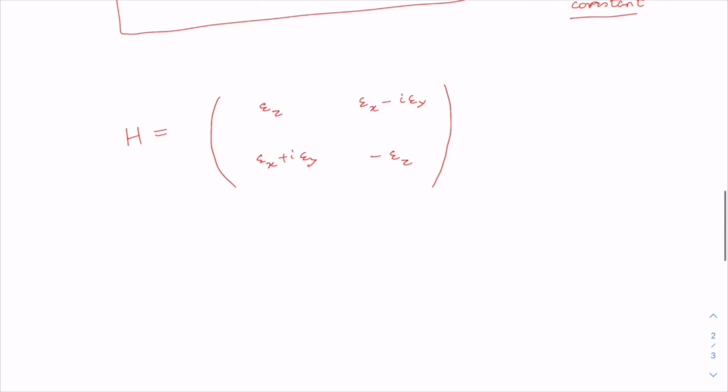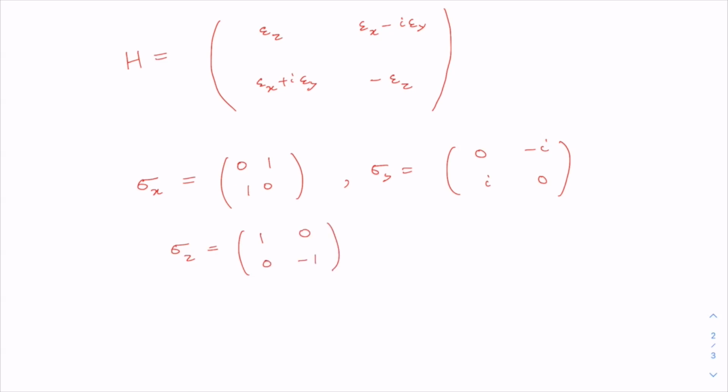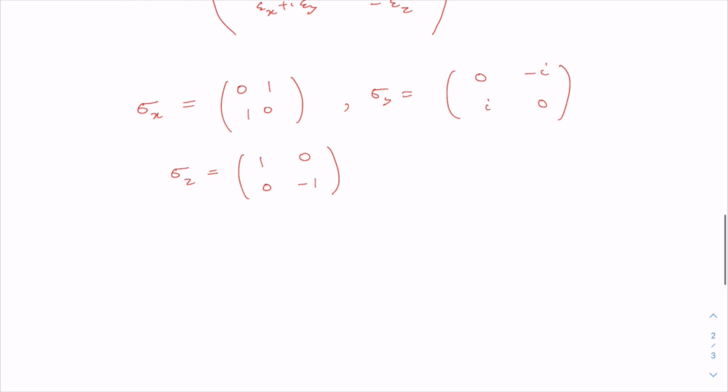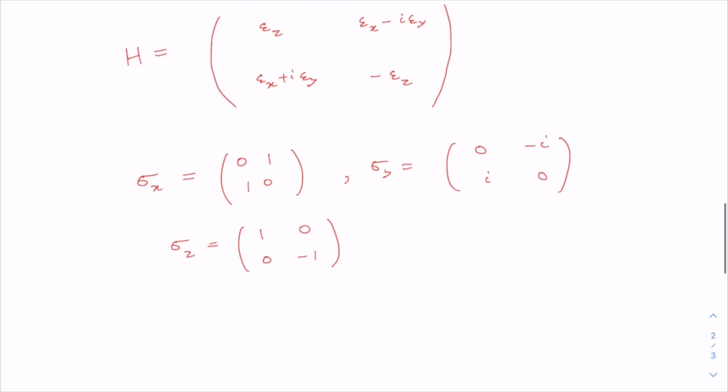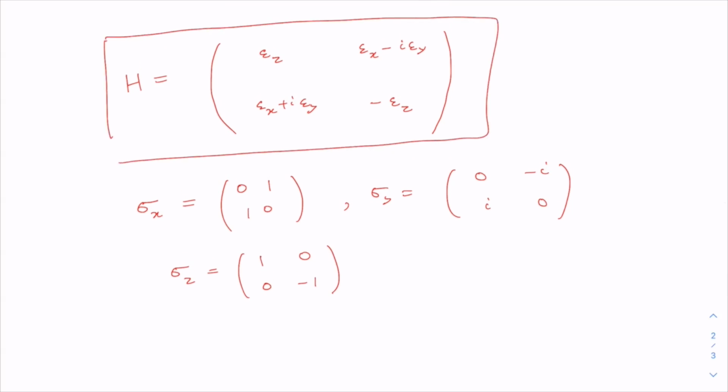These we can express in terms of the so-called Pauli matrices. You may know about these Pauli matrices. There are three Pauli matrices: sigma x, which is 0 1 1 0, sigma y, which is 0 minus i i 0, and sigma z, that is 1 0 0 minus 1. So in terms of these Pauli matrices, it is very easy to see that I can write this Hamiltonian in a compact notation like this.